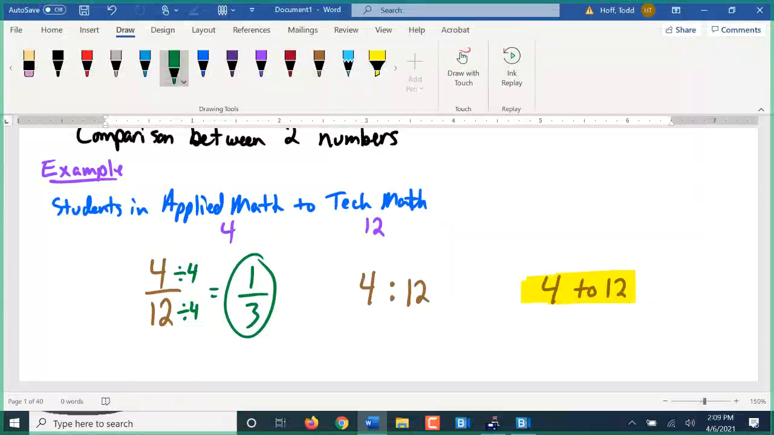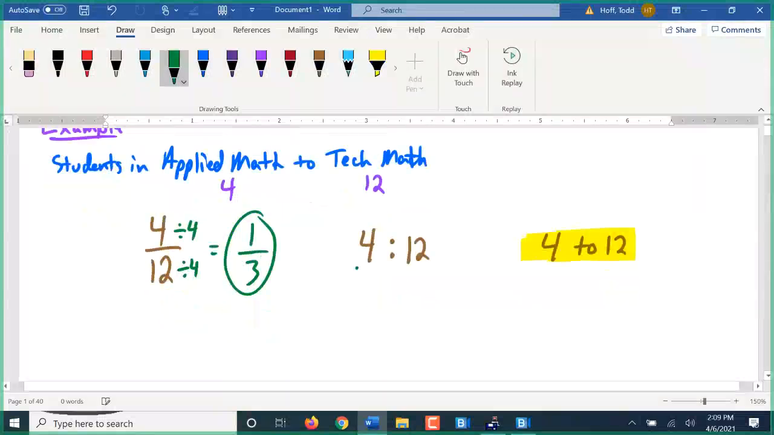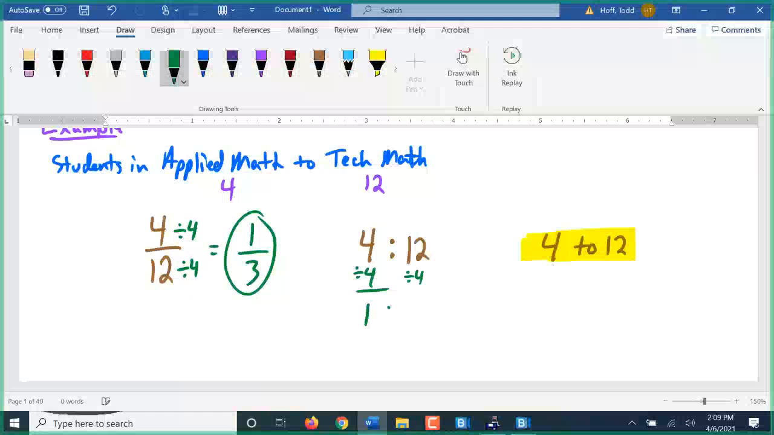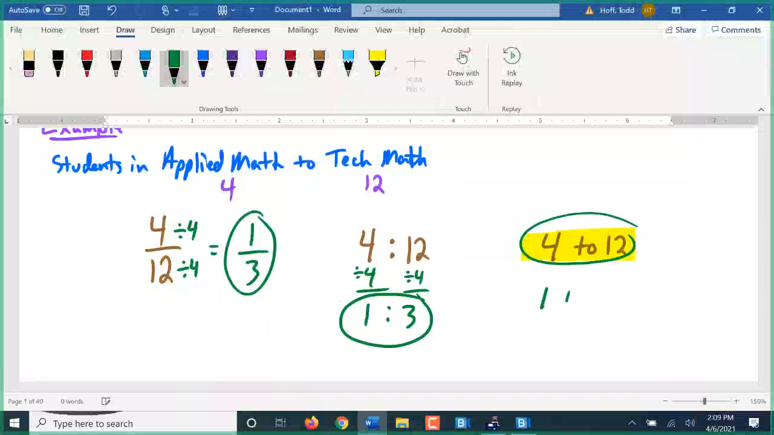Now we can still do the same thing in this form. It's just we're not used to it. So it looks a little different, but both 4 and 12 can divide by 4. 4 divided by 4 is 1. 12 divided by 4 is 3, reducing that ratio to a 1 to 3 ratio. And of course, we can do the same here. Divide both of those by 4 to give it a 1 to 3 ratio.